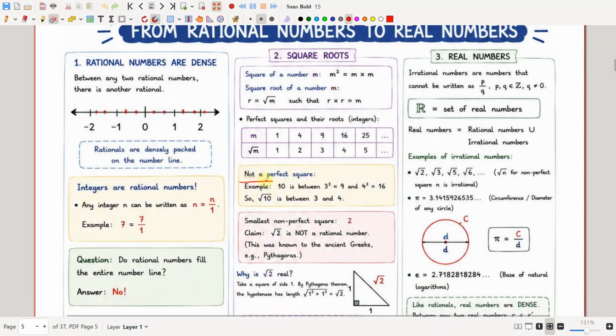Okay, so if it is not a perfect square, 10 is between 3 square, 9, and 4 square, 16. So root 10 is between 3 and 4. Okay, root 10 is between 3 and 4. And the smallest non-perfect square will be 2, and we are claiming that root 2 is not a rational number. This is already known and was found during the ancient Greek period itself. So root 2 is not a rational number.